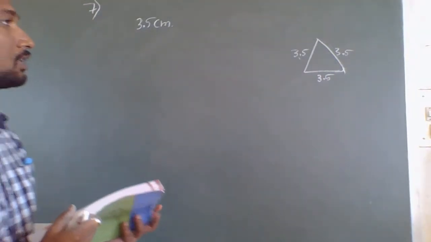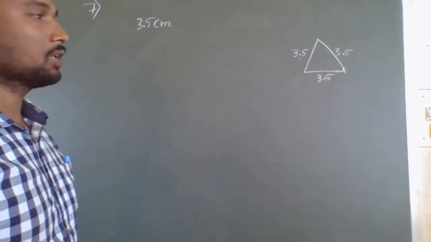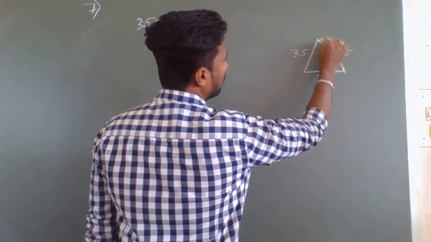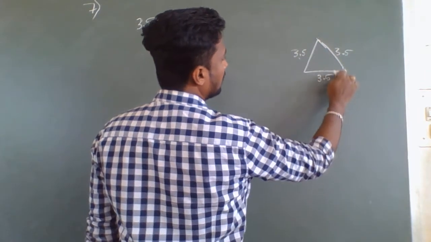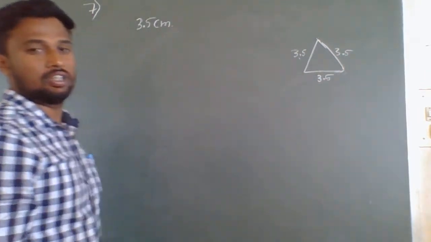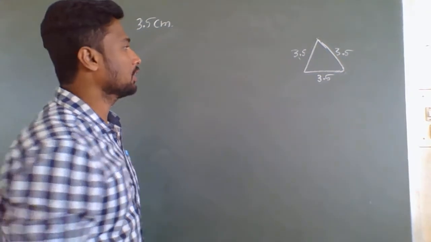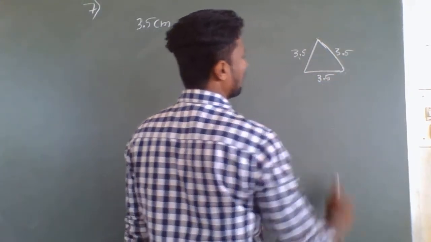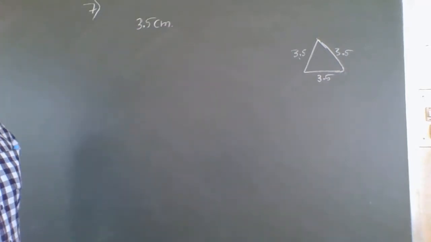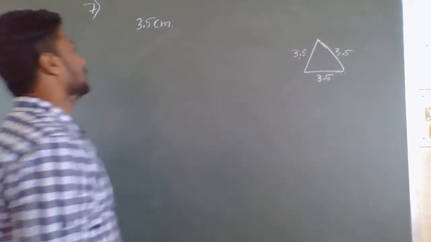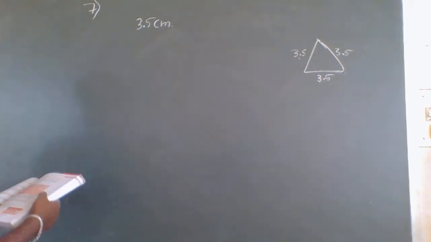Now find its perimeter. Finding the perimeter means the sum of these three sides of the triangle, so we should multiply here. How many sides are there in a triangle? Totally three sides are there, each side of length 3.5 centimeter.